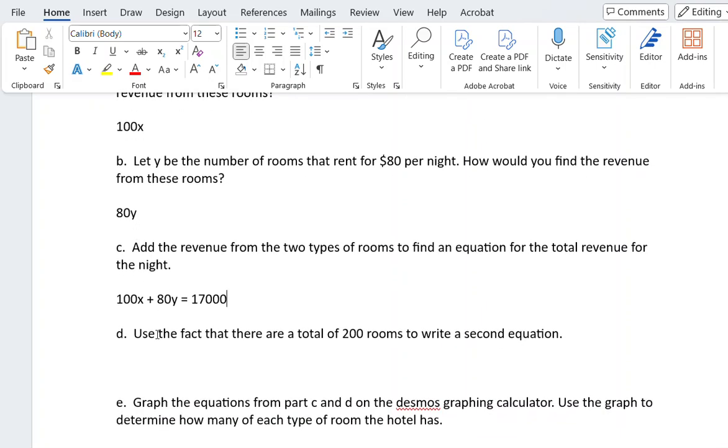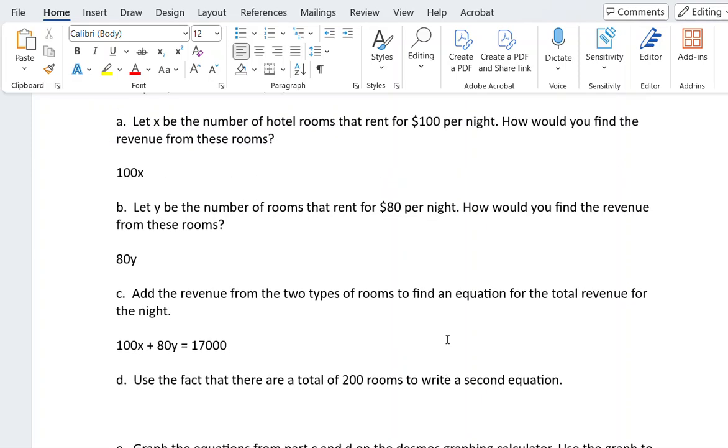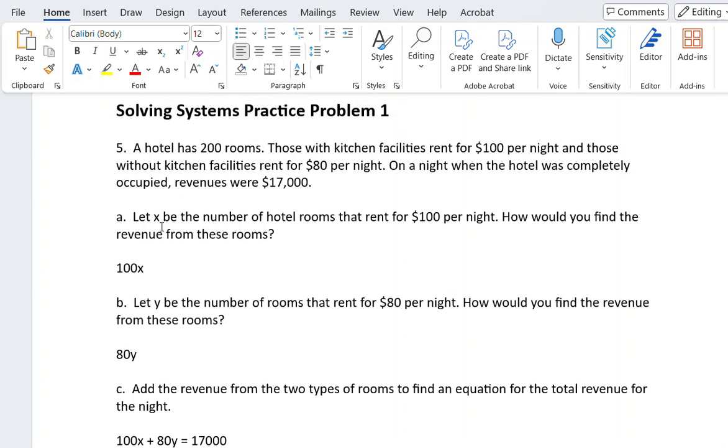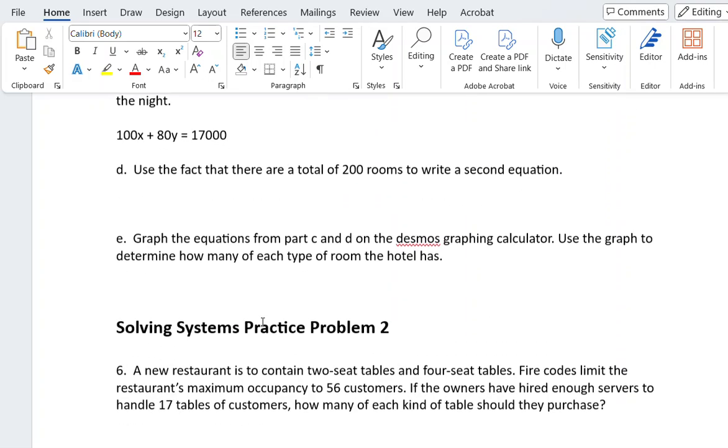Part D says to use the fact that there are a total of 200 rooms to write a second equation. There's a total of 200 rooms. We have X that are the more expensive rooms, and Y are the cheaper rooms. And the total of X and Y is 200. So that means my second equation is x + y = 200.